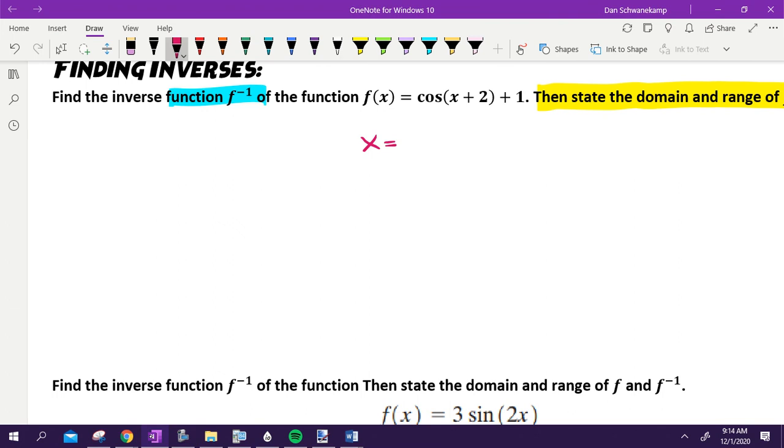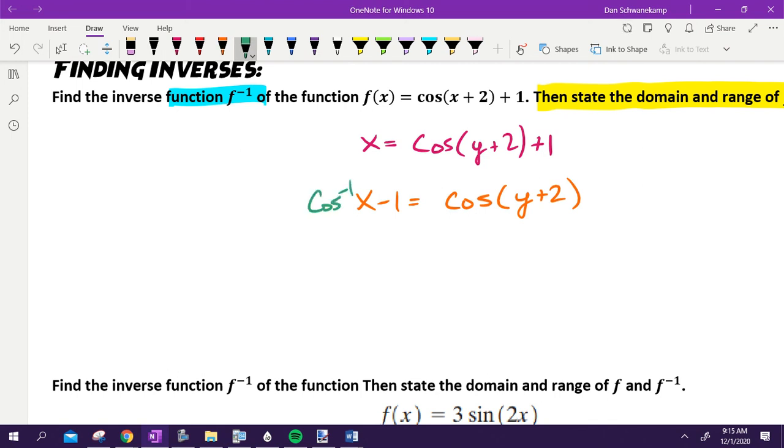So we flipped x and y. So x is equal to cosine of y plus 2, plus 1. Once we flipped x and y, then what are we going to do? Solve for y. If I want to solve for y here, what am I going to do first? Subtract 1. Then what are we going to do? I got to get y by itself. I want to get rid of that cosine. What could I do to get rid of that cosine? Inverse cosine. That is the opposite of cosine.